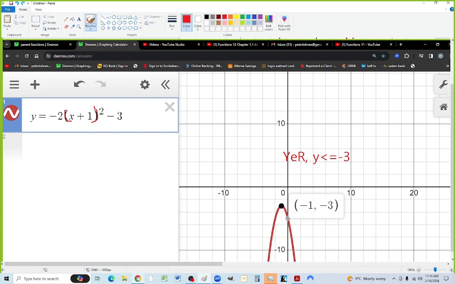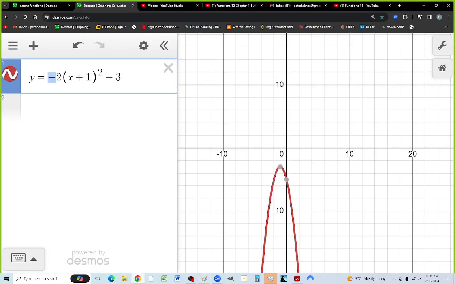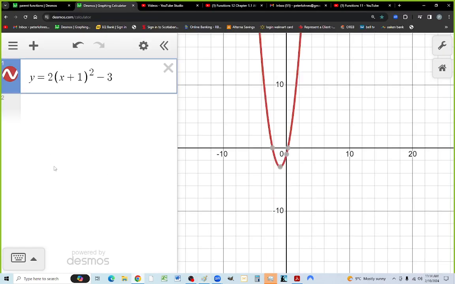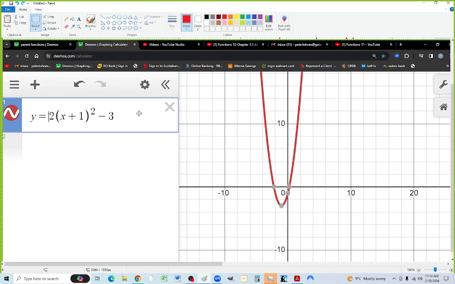What if that minus wasn't there? What would our range be? Let's have a look. Uh-oh. What's our range on this one? See if you can tell me. I'll let you know that this is still -1, comma, -3 at the vertex. So what's the range? The range is y is an element of the real numbers. Y is greater than, or equal to, -3.